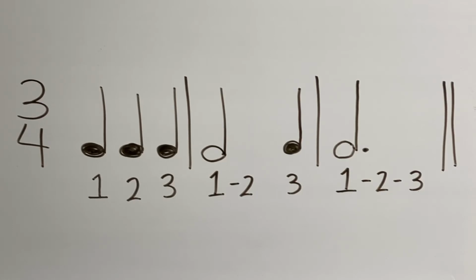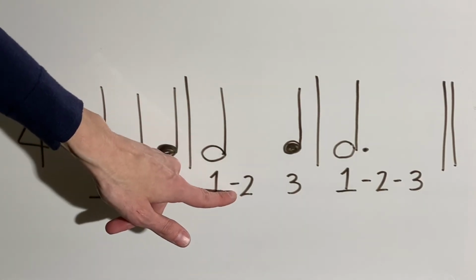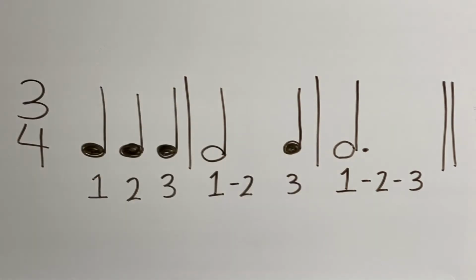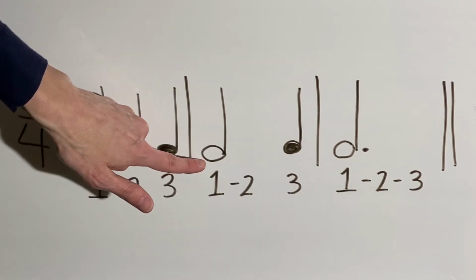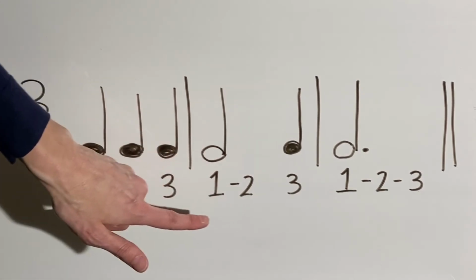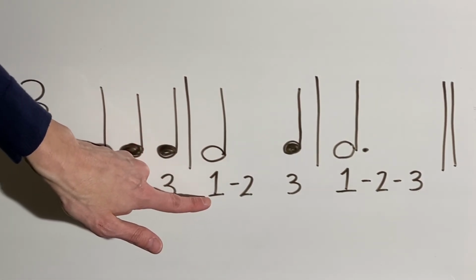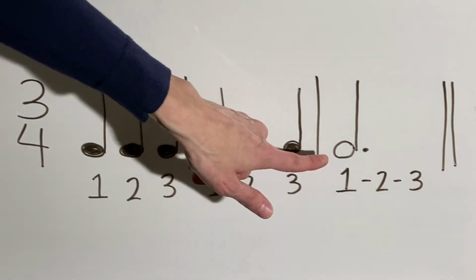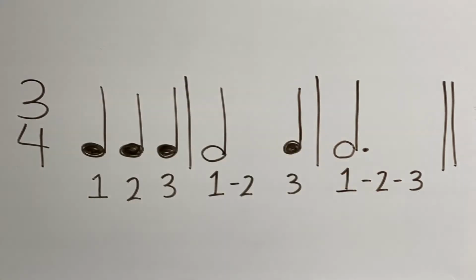Now you might look at this and say, Jenny, why do you have lines between some of your notes and not the others? What I like to do is when a note gets more than 1 count, I put a line there, a dash, so that reminds me I'm going to hold it for a full 2 counts. Or over here, I'm going to hold it for a full 3 counts. That's something that helps my brain remember that I need to hold that note when I'm playing it or when I'm clapping it. Let's go ahead and try it together.